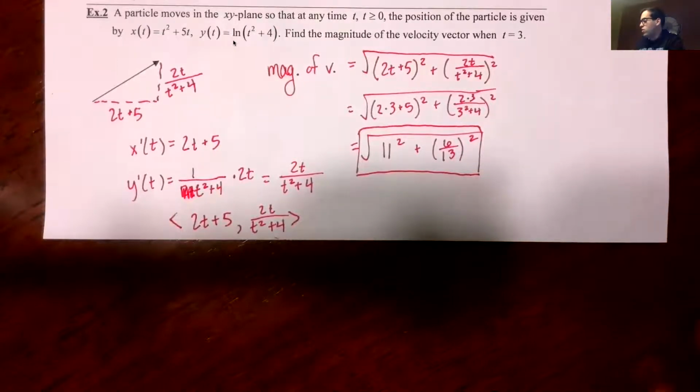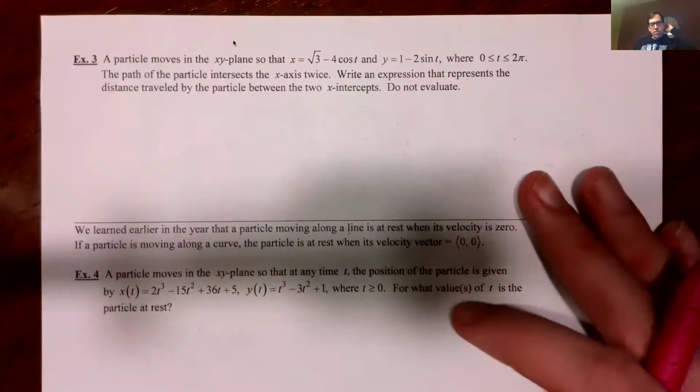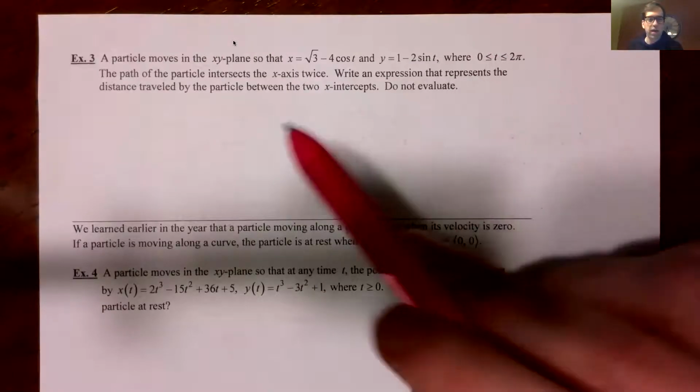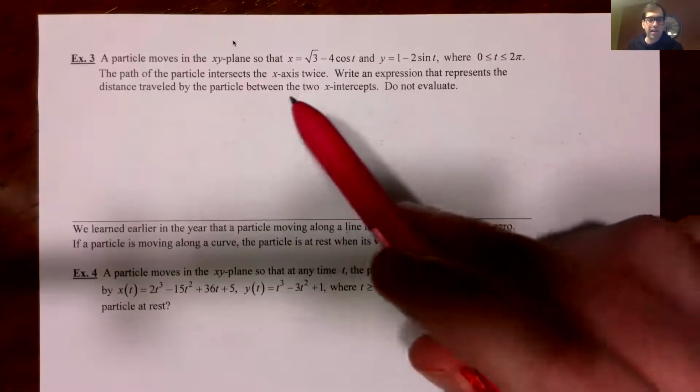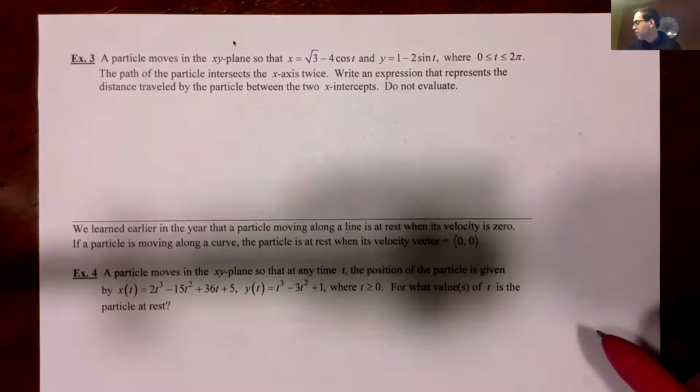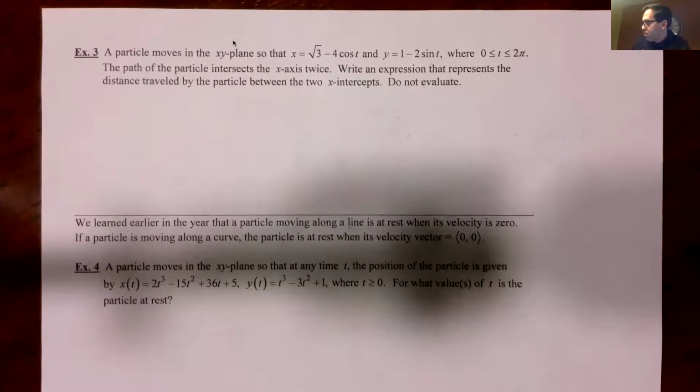Okay, so let's take a look at example 3. A particle moves in the xy plane with these equations, where 0 is less than or equal to t is less than or equal to 2 pi. The path of the particle intersects the x-axis twice. Write an expression that represents the distance traveled by the particle between the two x-intercepts. Do not evaluate.